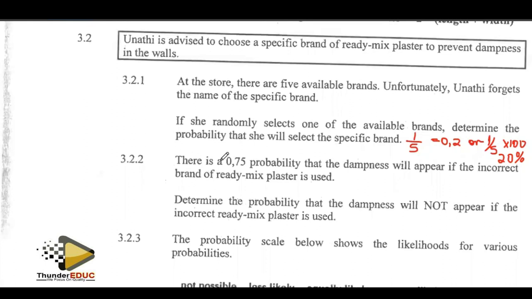3.2.2. There is a 0.75 probability that the dampness will appear if the incorrect brand of the ready mix plaster is used. Determine the probability that the dampness will not appear if the incorrect ready mixture is used. This is straightforward also. If 0.75 is positive, what's remaining to make it negative? So the probability here is 1 minus 0.75, and the answer becomes 0.25.